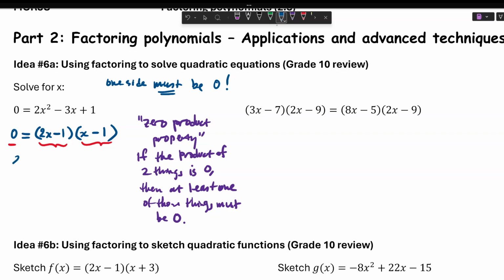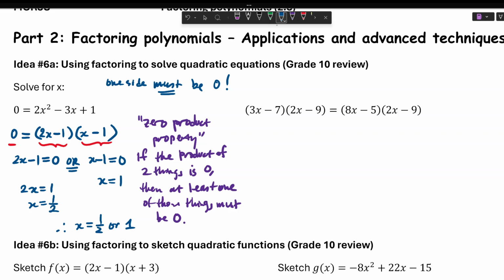Let's write down both possibilities. 2x minus 1 could be equal to 0, or x minus 1 is equal to 0. Now we're going to solve for x in each case. So in the first one, you're going to get 2x is equal to 1, or x is equal to positive 1/2. In the other case, you're going to get x equals 1. So you're going to get two different solutions for your quadratic equation, x equals 1/2 or 1.